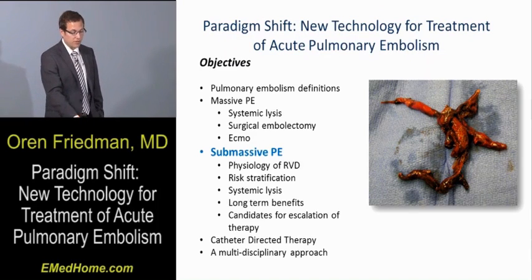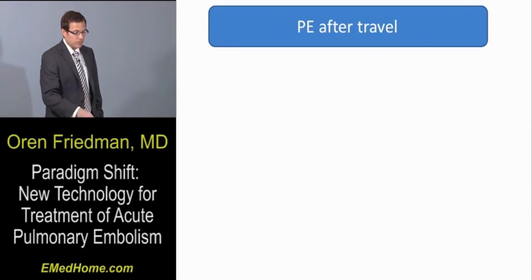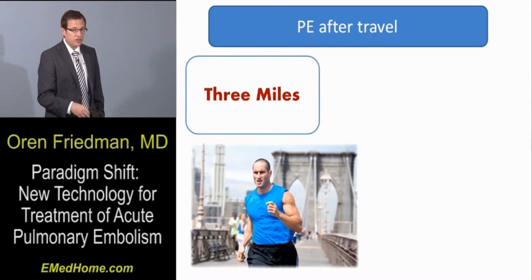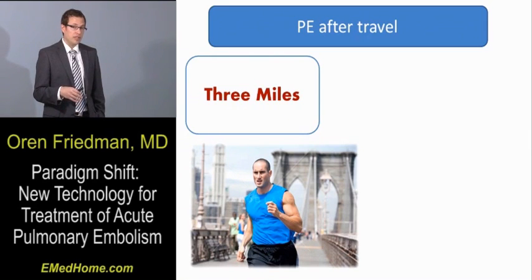Now we're going to move on to submassive pulmonary embolism. And I'm going to give you a case of a submassive PE. This is a patient who was 44 years old. He had a long plane travel about 2 weeks prior. He was a very active patient. He could run around 3 miles a day.